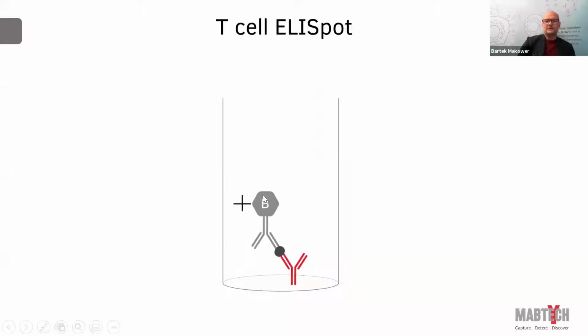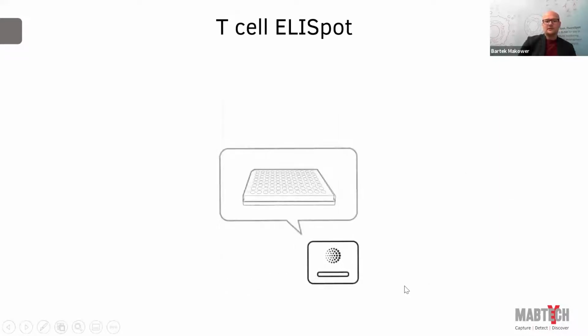And this antibody in this case is biotinylated. So then we add a streptavidin enzyme complex to develop this with a precipitating substrate. This gives spots. So each spot is an individual cell that has secreted interferon gamma. Then we need specific readers and software to analyze this plate.